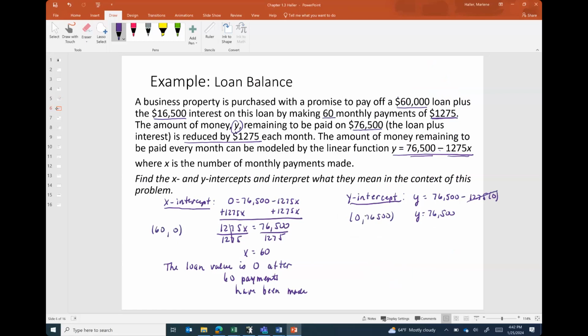When x is 0, that's the number of payments that have been made. So we can say that when 0 payments have been made, the loan balance is 76,500. Okay. Another thing we could have said about this y-intercept is that it's the initial value of the function, right? It's the initial value or the starting value of the function.